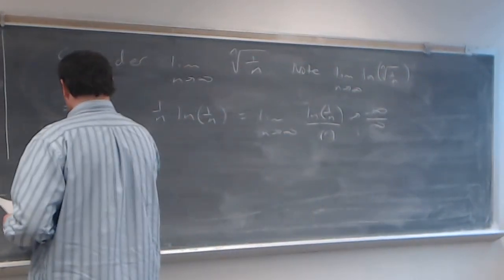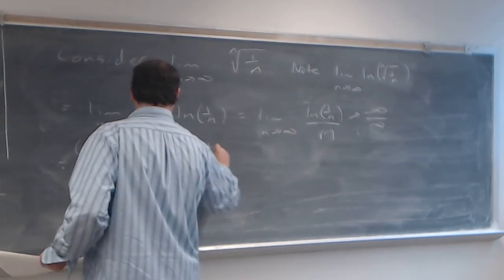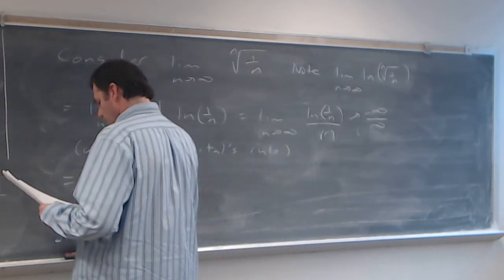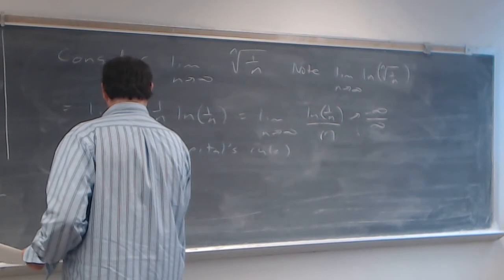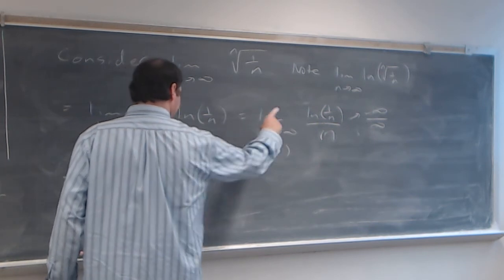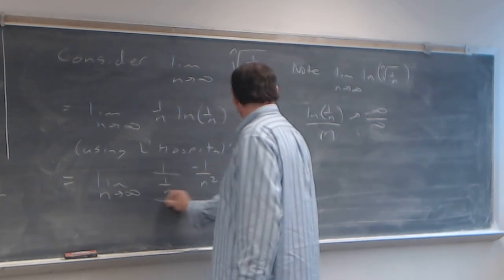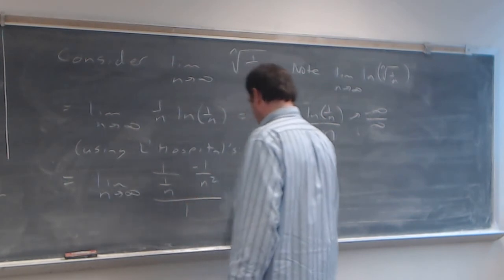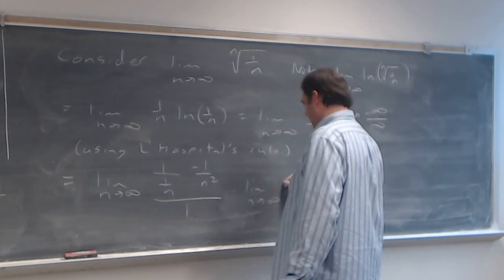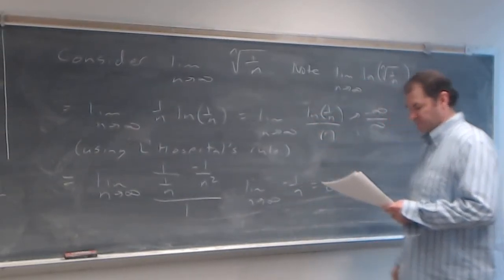So using L'Hopital's rule, this is equal to the limit as n goes to infinity of 1 over n, and then I have to take the derivative by the chain rule of 1 over n. That is really minus 1 over n squared, all over the derivative of the bottom, which is 1. So this ends up being the limit as n goes to infinity of minus 1 over n. And that's equal to 0. Yep, that's what I got.